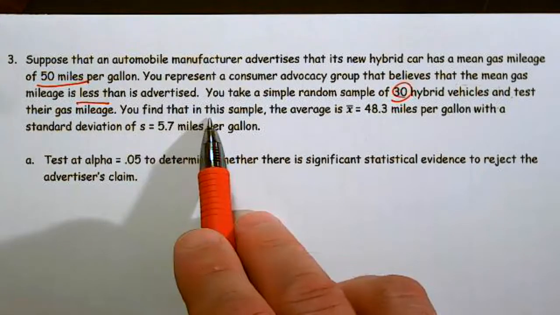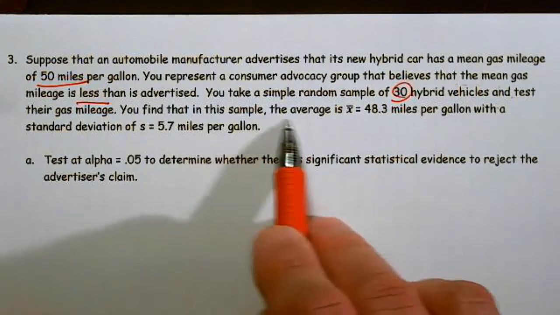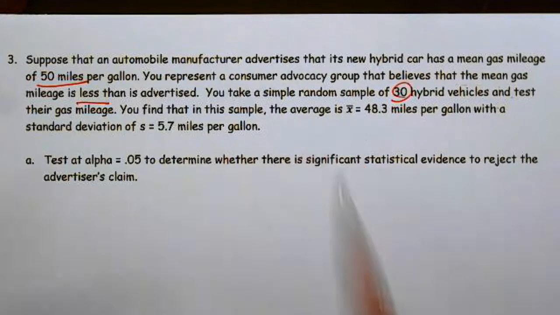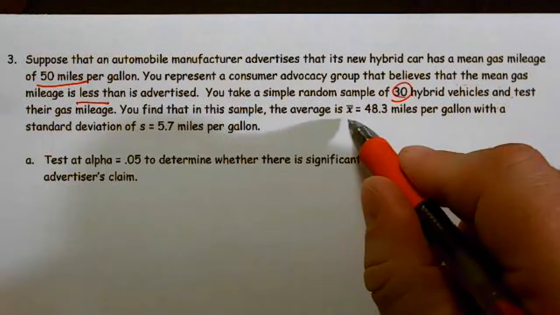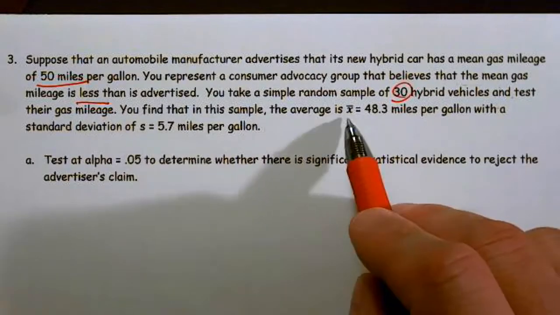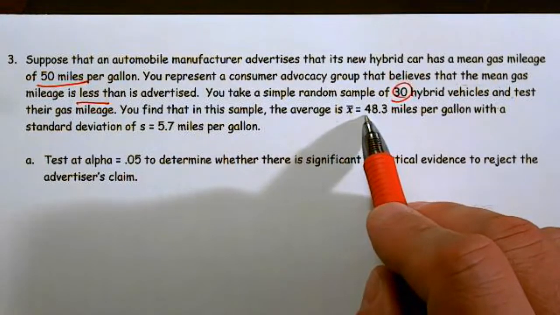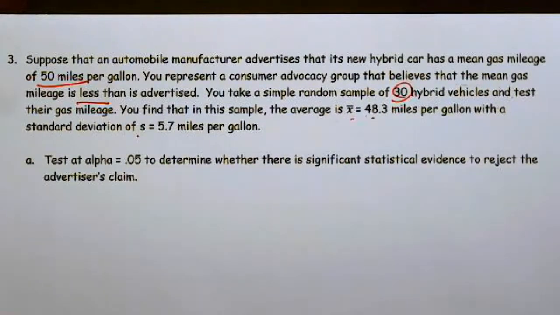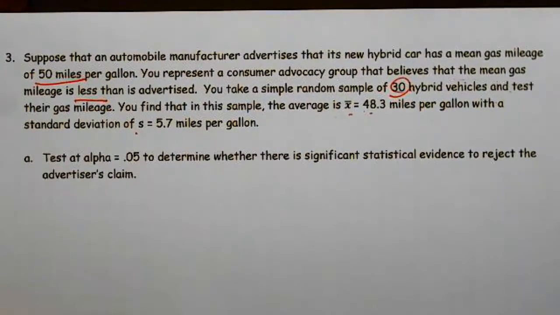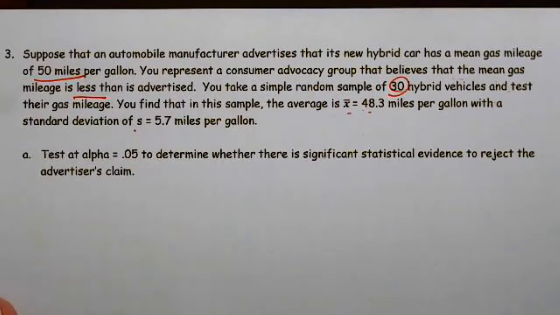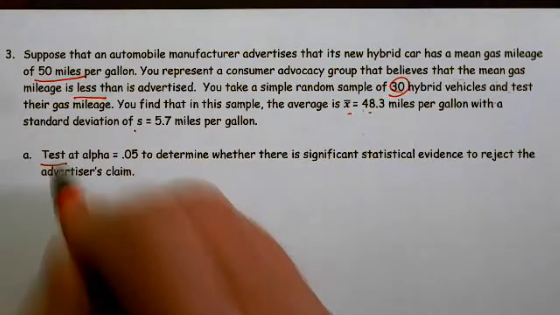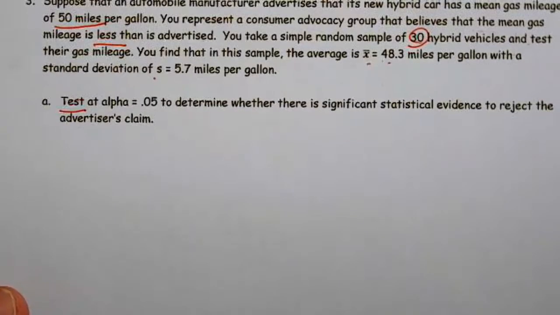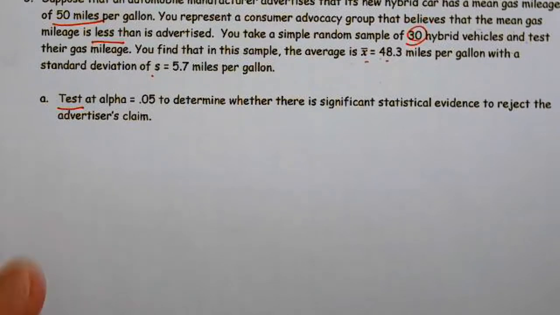You find that in this sample, the average is 48.3 miles per gallon with a standard deviation of 5.7. Now they were nice and told you X bar and S. Normally they're not. They just say the average of 48.3 miles and a standard deviation of 5.7. So you're not always going to have them laid out that nicely. You are going to have to read carefully. It says test, so this tells me I'm running a hypothesis test at alpha equal 0.05, determine whether there's evidence to reject the advertiser's claim.